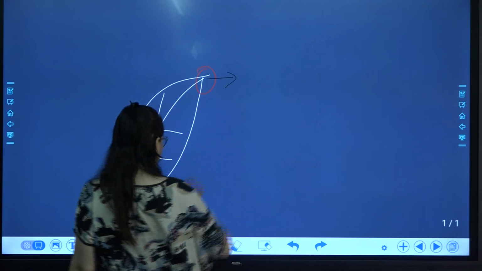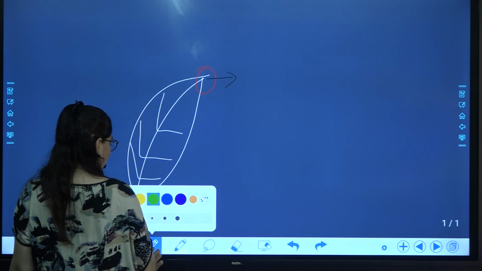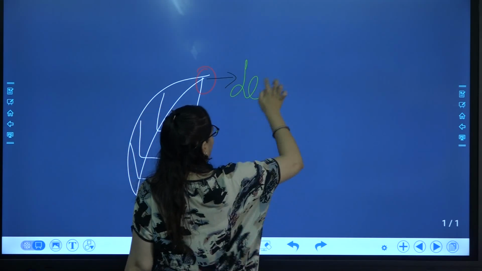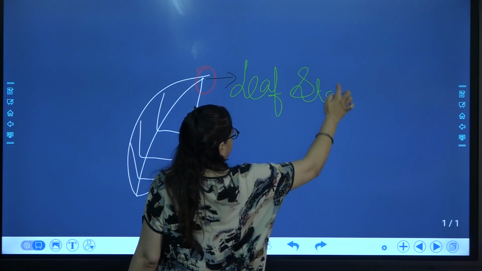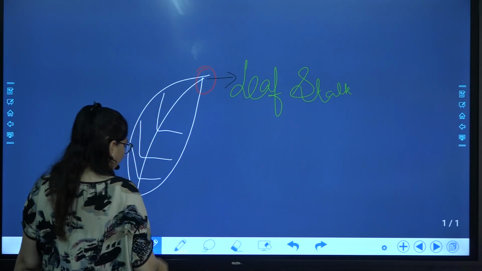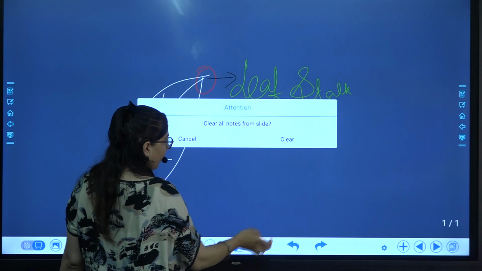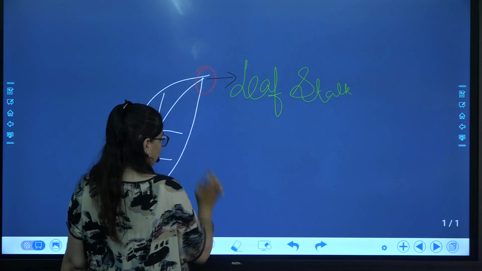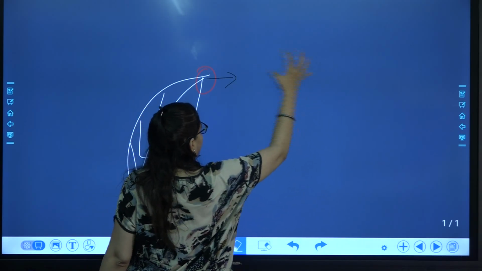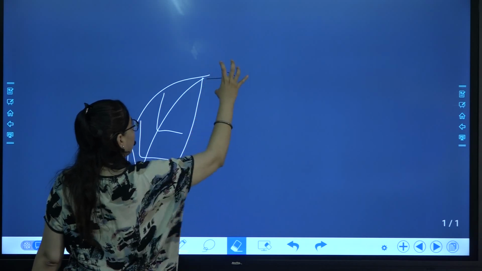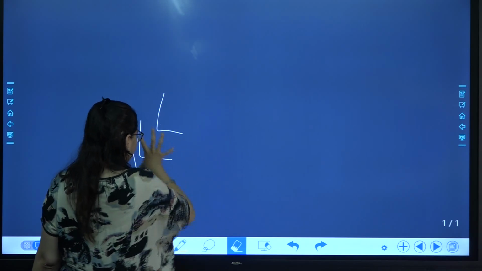What is this called as? This is called as leaf stalk. That is the blade. And what is the next thing called as? This is the leaf stalk and leaf midrib.